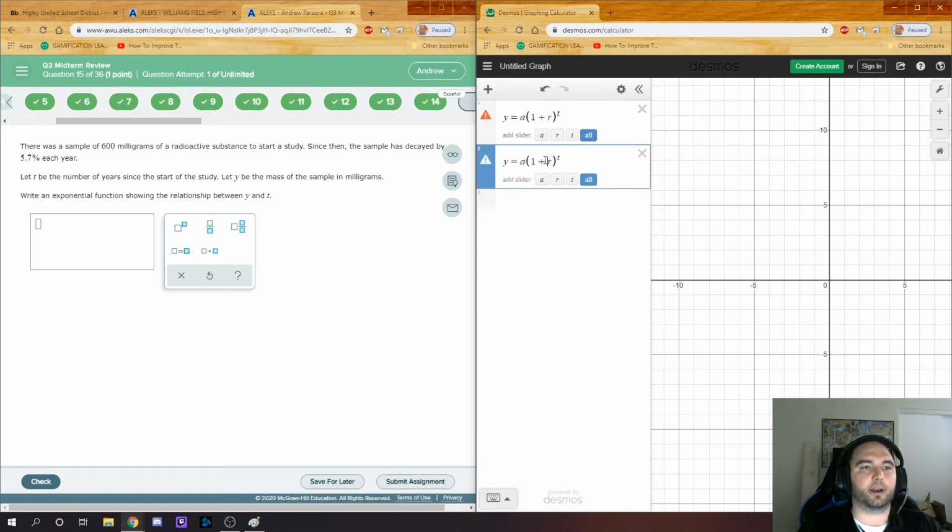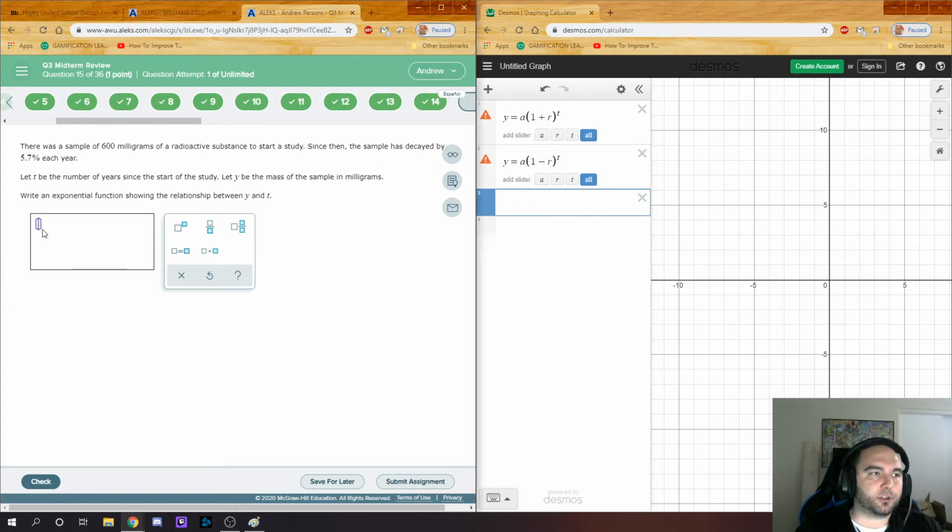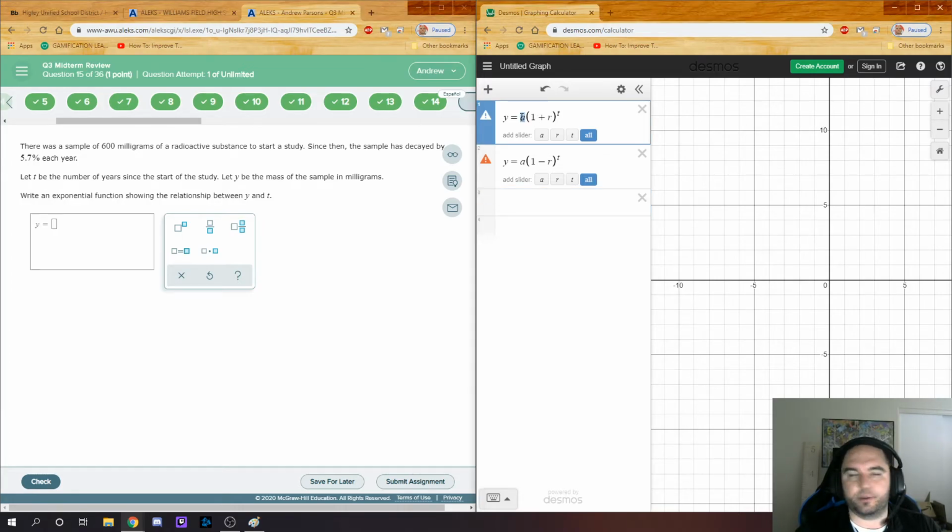Oh, it comes in two varieties. It could have a plus or a minus. So the plus version is when you have growth, and the minus is when you have decay. You have to read the problem words to decide which kind of thing's going on there. So on this problem, I'm going to start with y equals. The a value is the start value. So what do you start with? 600 milligrams of radioactive substance. So that's what we'll start with.